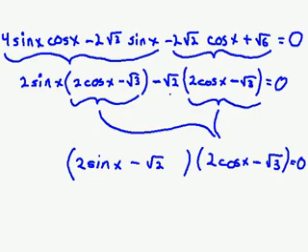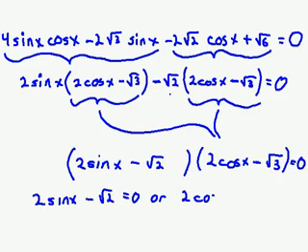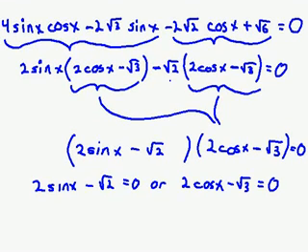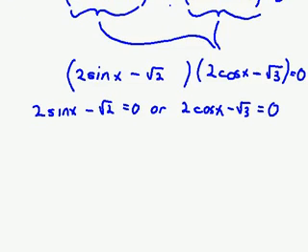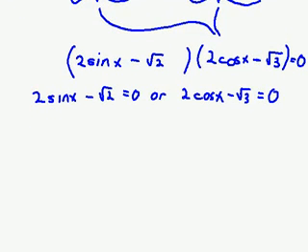So we're going to set both factors equal to 0 and solve at this point. So we get 2 sine x minus radical 2 equals 0, or 2 cosine x minus radical 3 equals 0. Okay, so solve both of these little equations, the first one for sine x and the second one for cosine x.